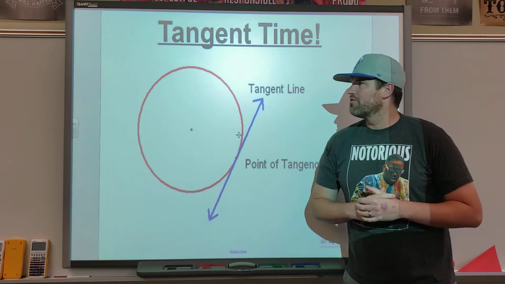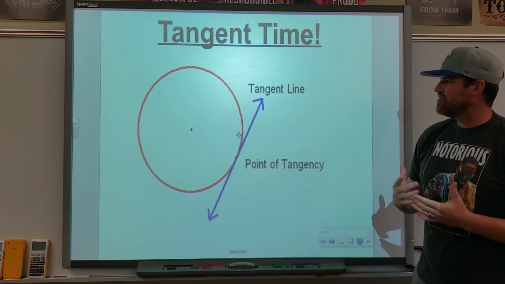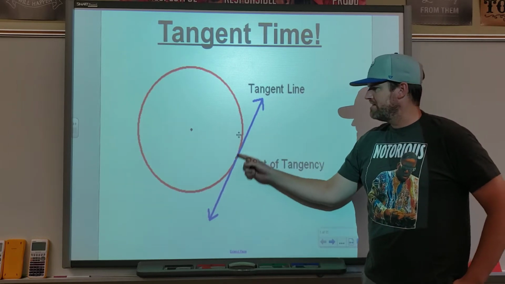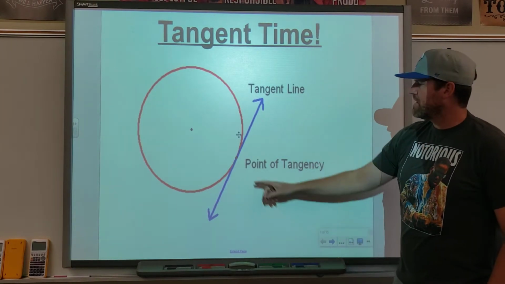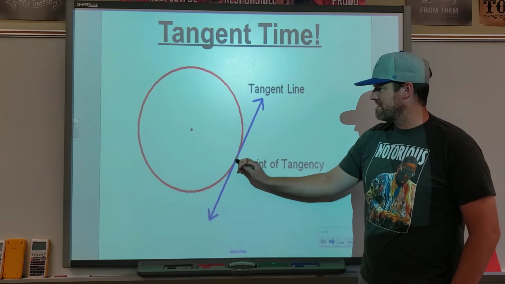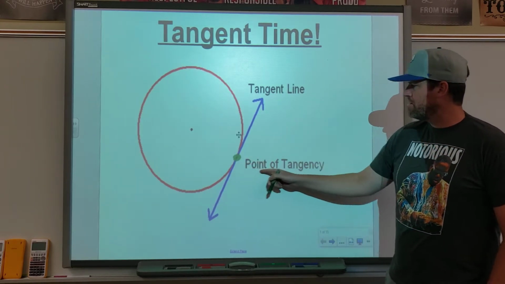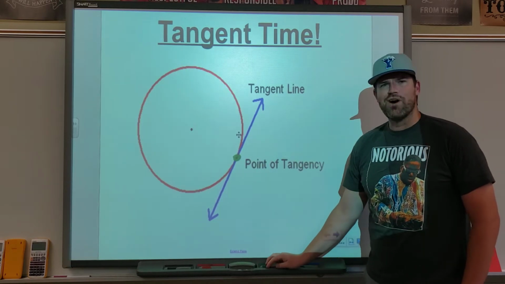Alright, day 3 of circles. We're going to talk about tangent lines today. A tangent line, as a reminder, is a line that only touches the circle in one point. That location where it touches the circle is called the point of tangency. So that point right there, point of tangency. And again, the line only touches the circle one time.